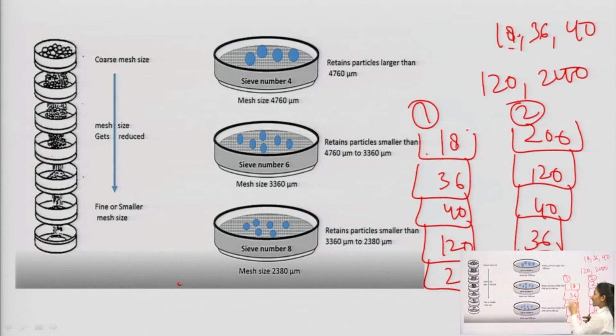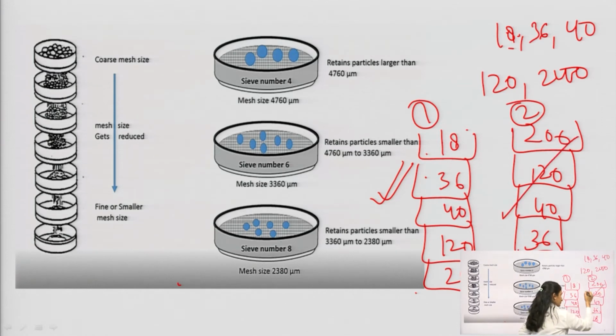But before going to analyze the weight retained on each sieve, first thing, how will you arrange these sieves in a mechanical shaker, by this method or by this method? As you see, the sieve number and sieve mesh aperture size have an inverse relationship. So, 18 number first, this is the right way to arrange the sieves in a mechanical sieve shaker.